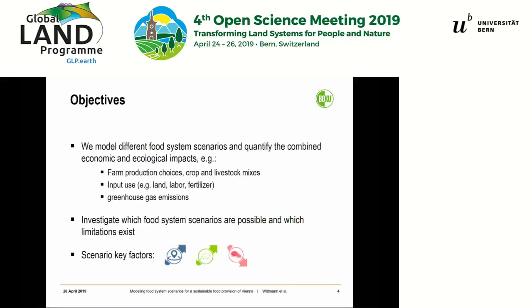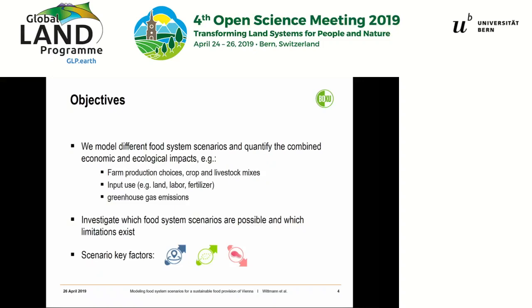The objectives of this study are to model different food system scenarios and to quantify ecological impacts, for example, greenhouse gas emissions, and the question whether a regionalization of the food system can contribute to lower greenhouse gas emissions. And we also quantify economic impacts, for example, the farm production choices or changes in the agricultural land use, or in the fertilizer use. And therefore, we investigate these scenarios and look which of them are possible.